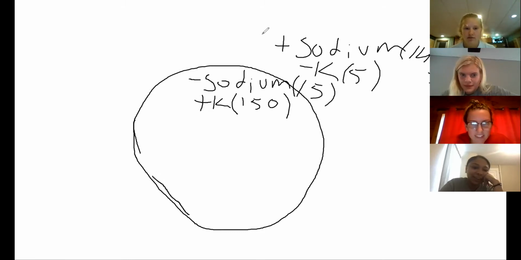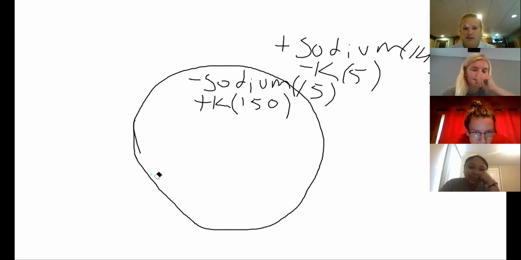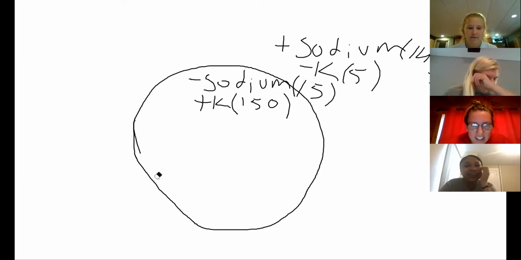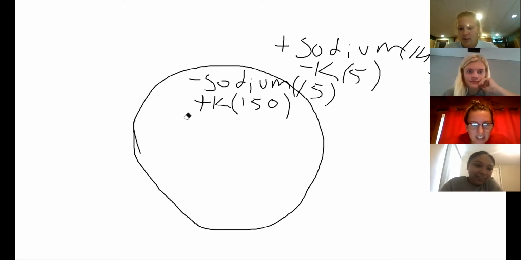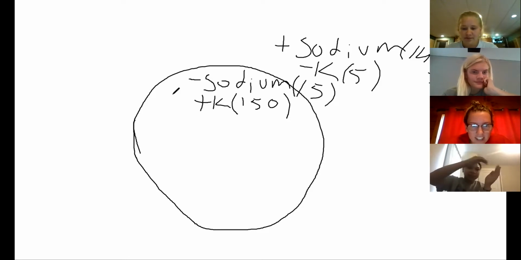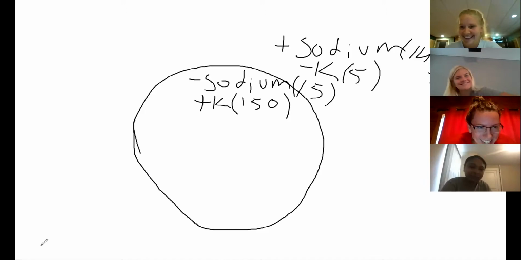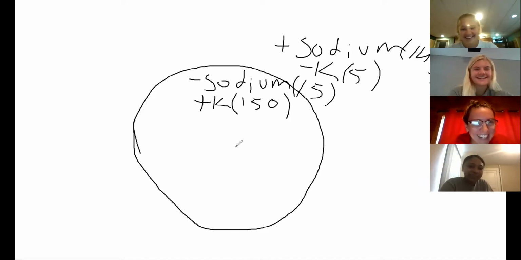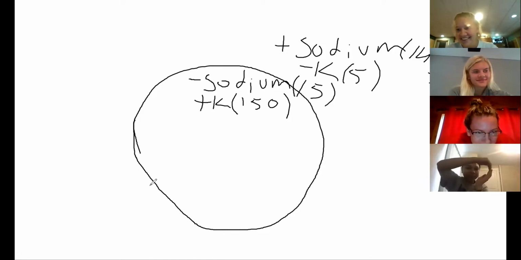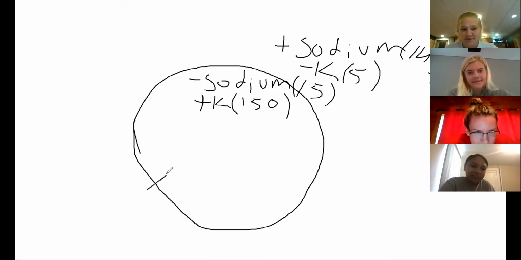I don't know how to explain it. I think the 2 lines are perpendicular to the cell membrane. Okay, so you have the circle like this, and you just put lines like that. And there's another one to make a little... Yeah.